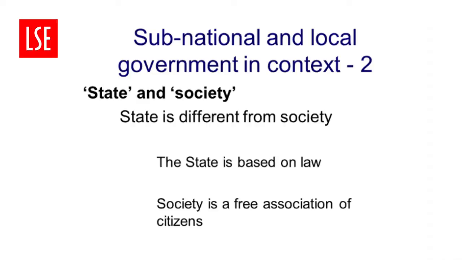State is different from society. State is based on law, whereas society is a free association of citizens, all of us acting as individuals in our private sphere, free to do, in Britain anyway, within the common law, whatever the law does not prohibit. And so there is a difference between state and society.